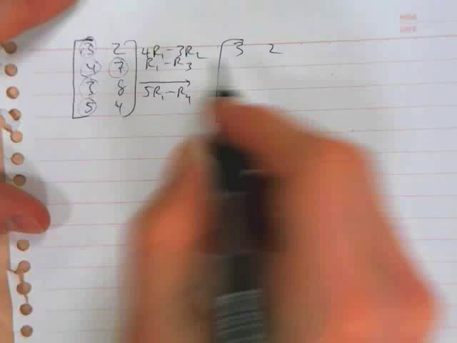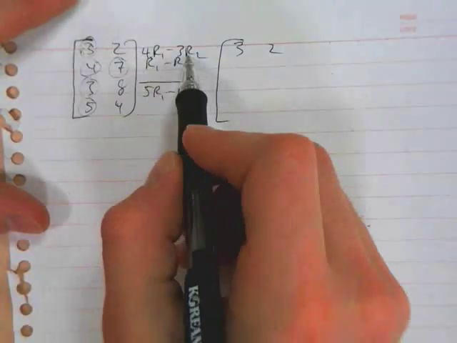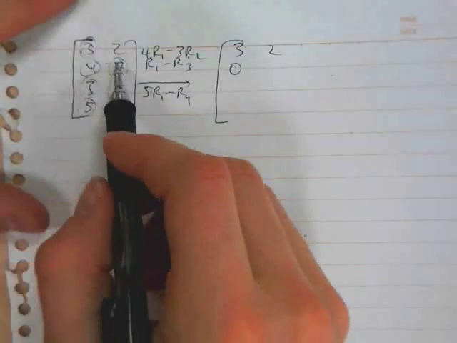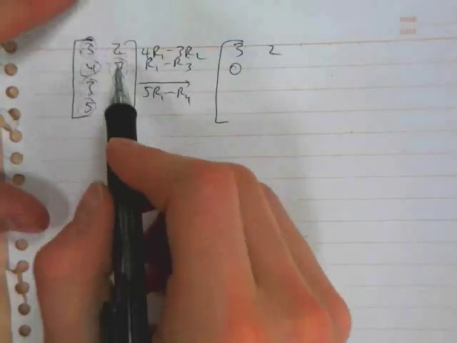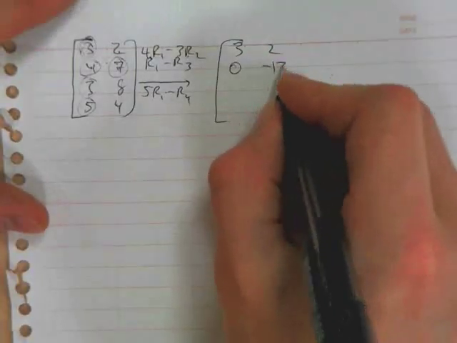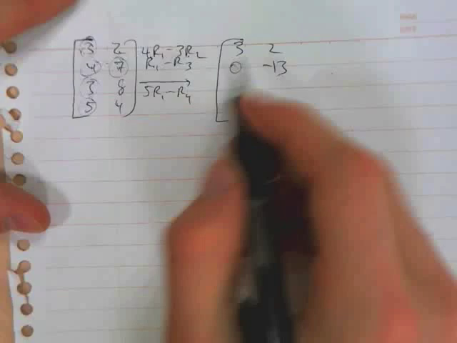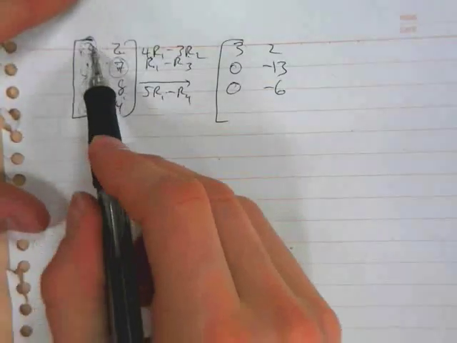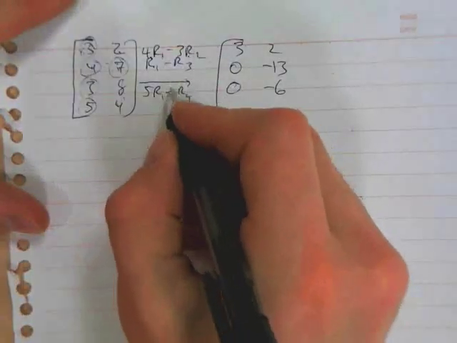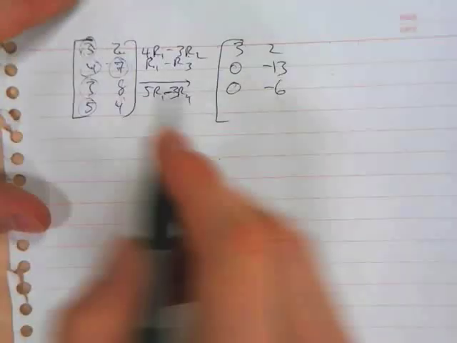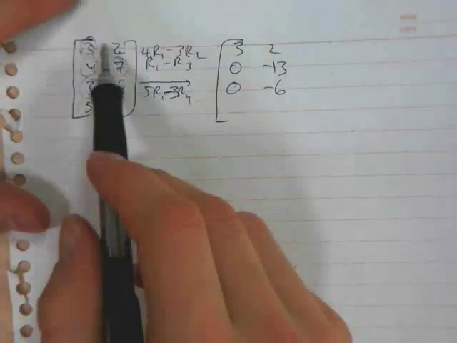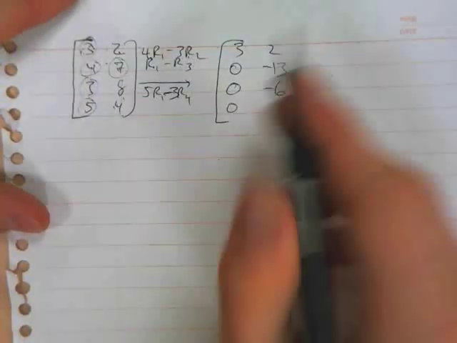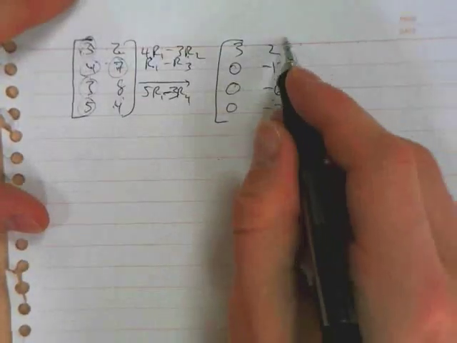Row 1 stays the same. 4 times row 1 minus 3 times row 2, that's 12 minus 12. That's 0. And this is 8 minus 21, it's negative 13. Row 1 minus row 3, 3 minus 3 is 0, 2 minus 8 is negative 6. 5 times row 1 minus 3 times row 4, that's 15 minus 15, which is 0. That's 10 minus 12, which is negative 2.